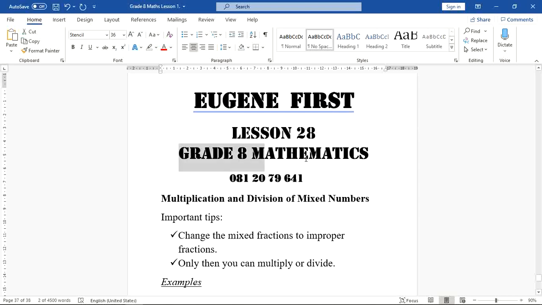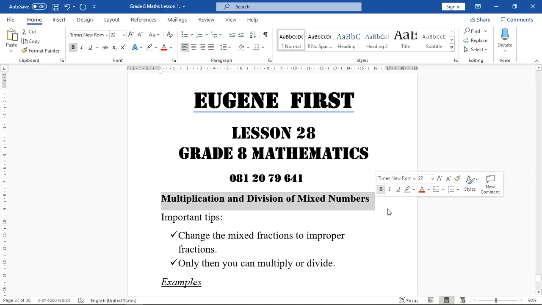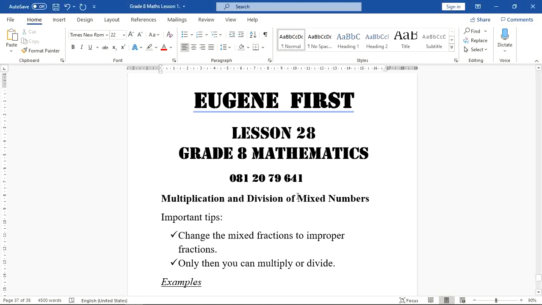This is grade 8 mathematics. In today's lesson we are going to look at how to multiply and divide mixed numbers. In our previous videos we were looking at how to add, subtract, multiply and divide common fractions, but in this one we're going to look at how to do it with mixed numbers. I hope you still remember what mixed numbers are.